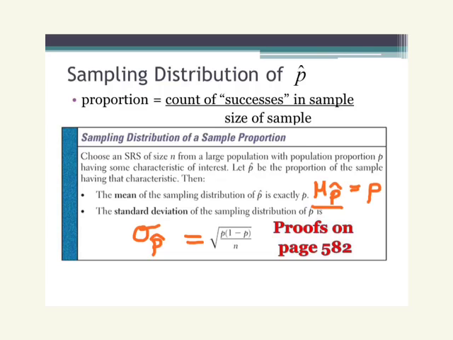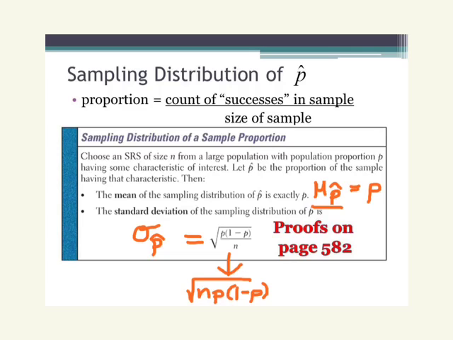Now this formula has a strong connection to the standard deviation of a binomial setting, which remember was the square root of n times p times 1 minus p. And we've already established that there's an important connection between proportions and binomial distributions. Now, this formula is not exact, but if you look on page 582 in your textbook, you can follow through the proof of how we get from the binomial standard deviation to the sampling distribution standard deviation. And I don't expect you to know that, but if that's something that you want to see where that formula came from, you can look at page 582 in your textbook. And I won't go through that on the video to save us time.